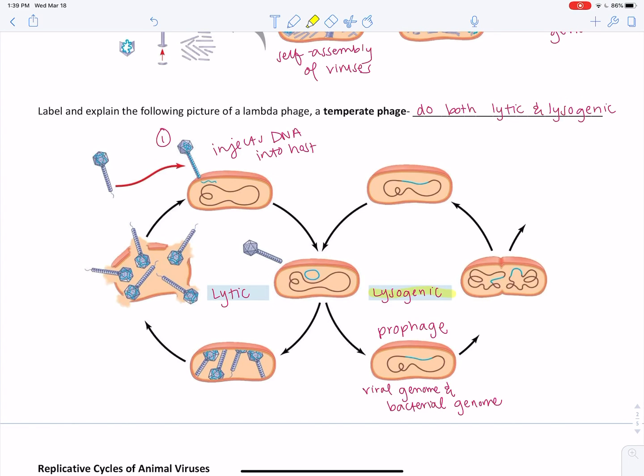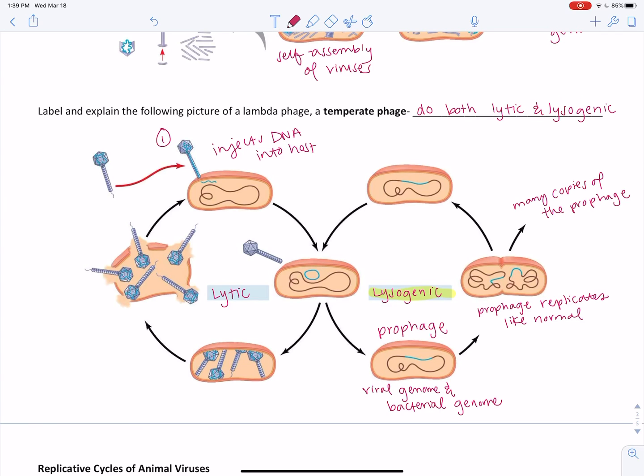And so in the lysogenic cycle, what's going to happen after we get that prophage is the bacterial cell will replicate like normal. And the result is many copies of this prophage. And that prophage, again, is just a bacterial cell with the bacteria's DNA and the viral DNA. And so during this time, the bacterial cell isn't making viral proteins.